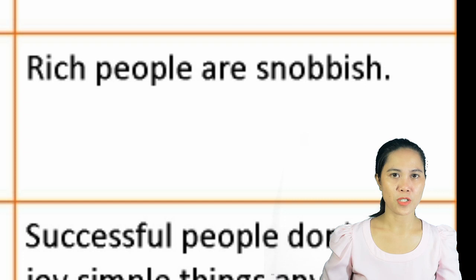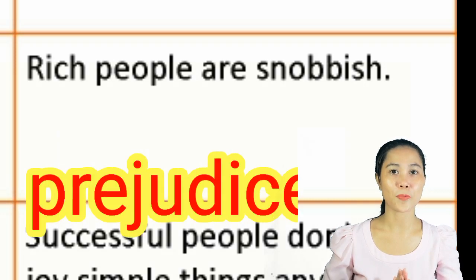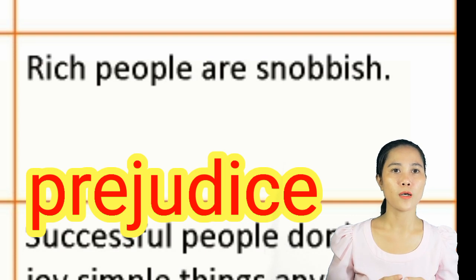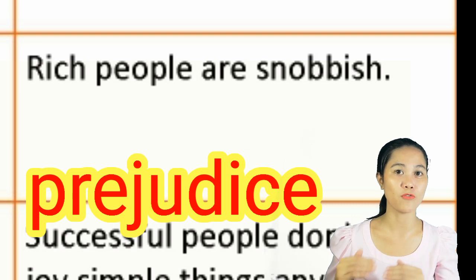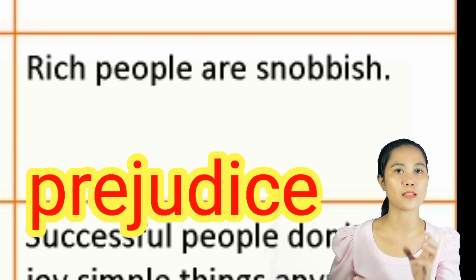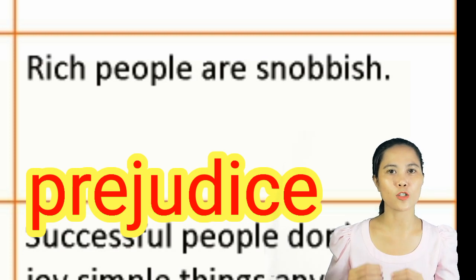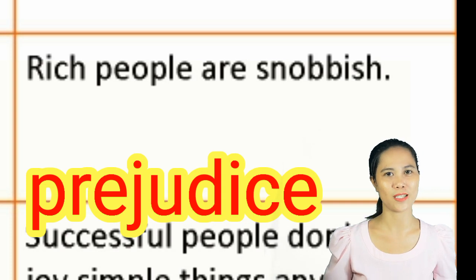I mean, rich people are snobbish. This is obviously a prejudice. Just because rich people do not go or stay with you or dine with you, or you don't see them more often in places where you hang out, doesn't mean that they are snobbish. Maybe there are snobbish rich people, but not all of them are snobbish. So saying that with conviction, rich people are snobbish, that is obviously a judgment. That's a conclusion made out of unexamined evidences. So that is a prejudice.